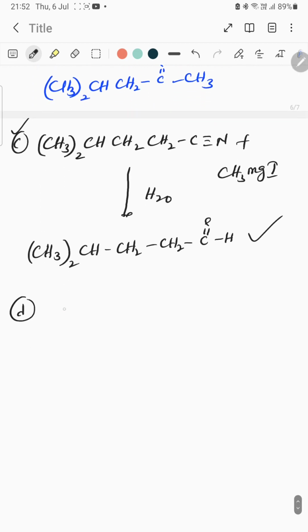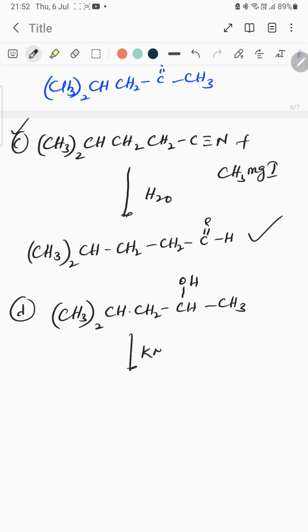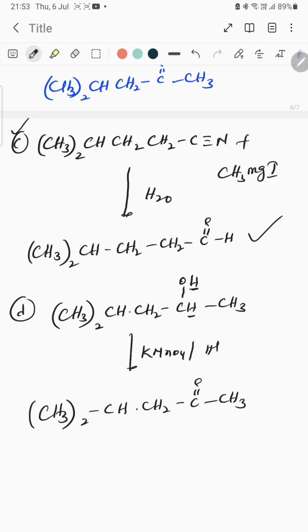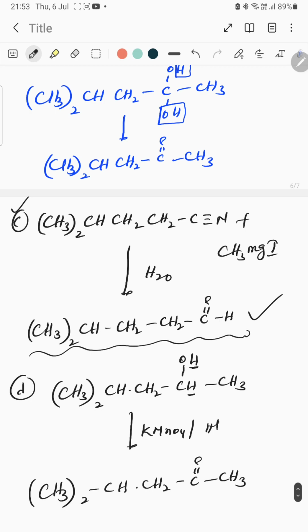Option D, (CH3)2CH, CH2, CHOH, CH3. Arrow mark having KMnO4 and H plus. Oxidation, remove these two hydrogens. Removal of hydrogen is also considered as oxidation. Then in between the carbon and oxygen, a double bond will be formed. This is also the given compound. So option C is the answer.